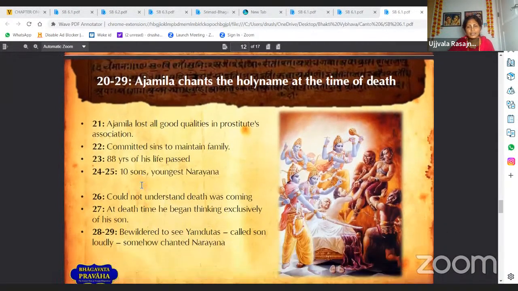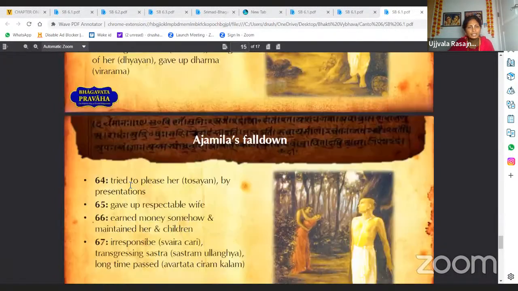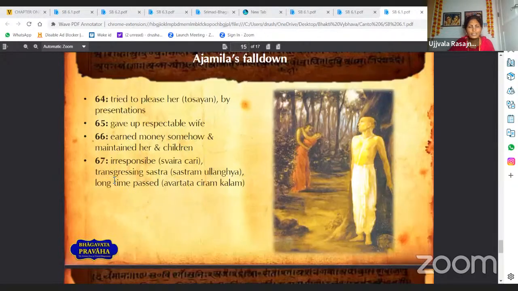There was a person by the name Ajamila, and he lived in Kanyakubja. I think that's the name of the city. And he was a good brahmana, very learned, and he was doing all his duties as a brahmana well. He was serving his parents well. He was well versed in the scriptures. All was well with him.